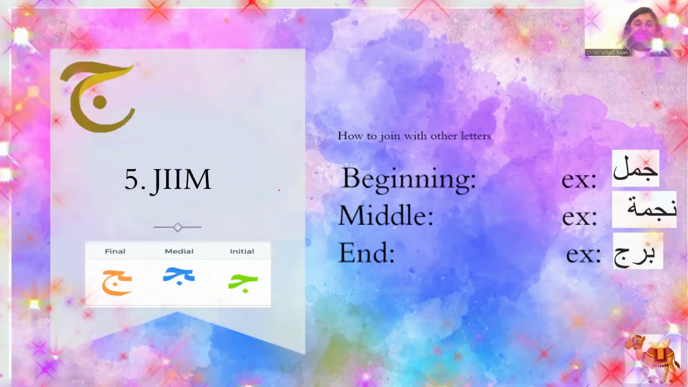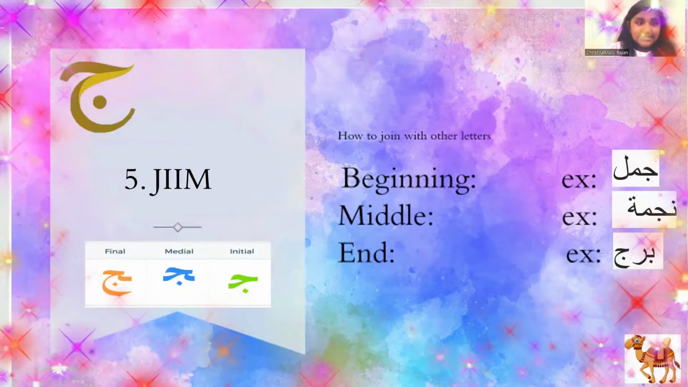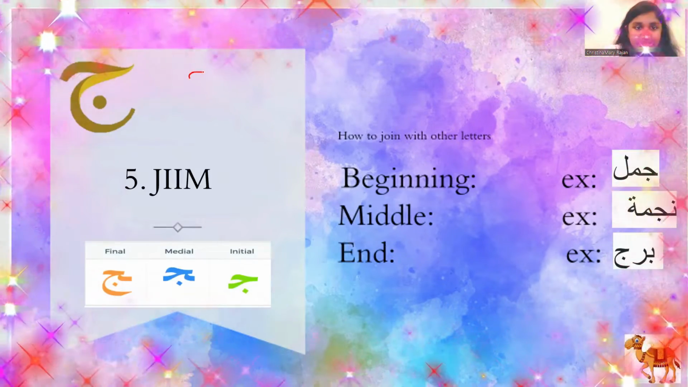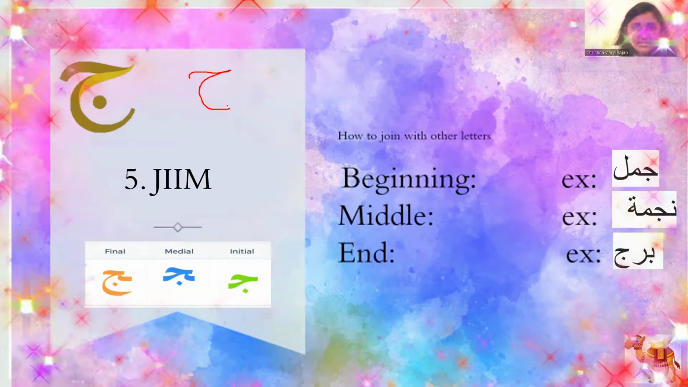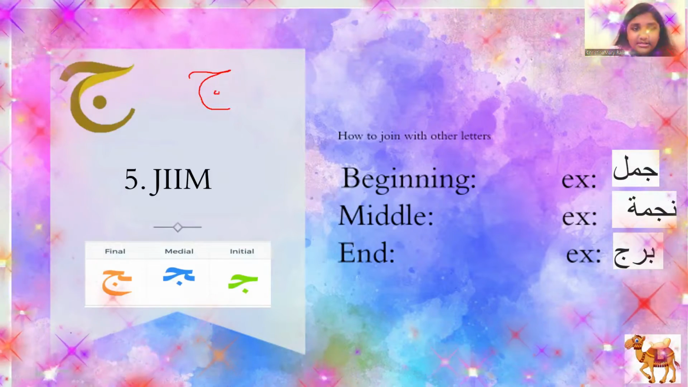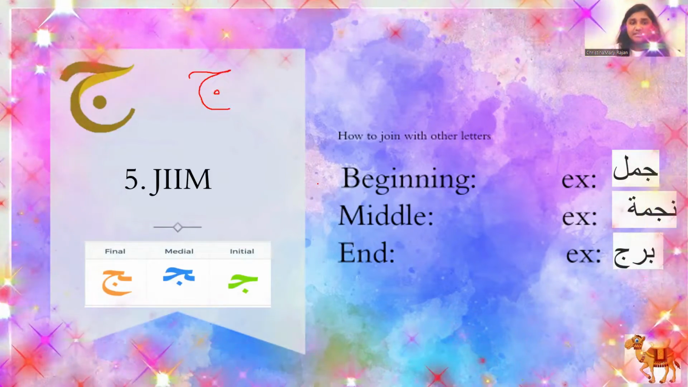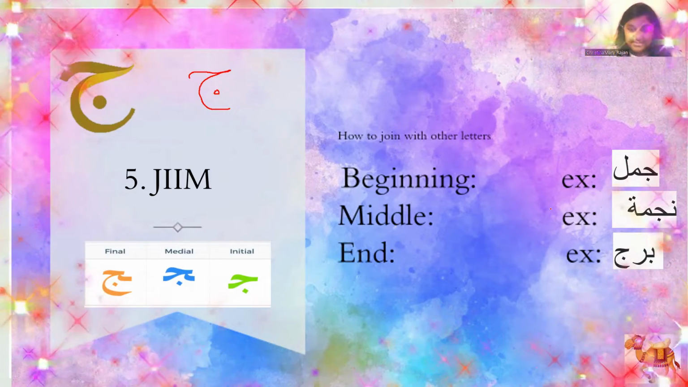Here we have the letter Jim. So, let's see how to write it. It goes like this, and then a big semicircle. No dashes here, just a semicircle. A small circle here. Now, let's see how to join this with the other letters.